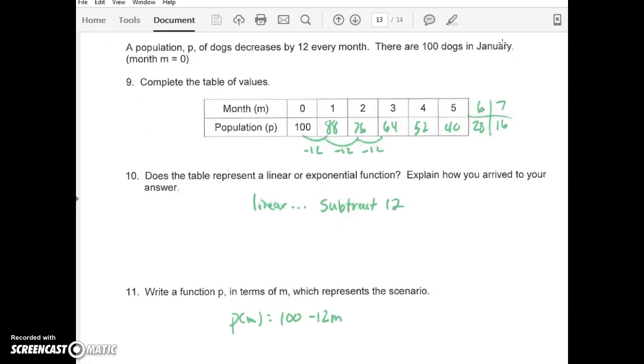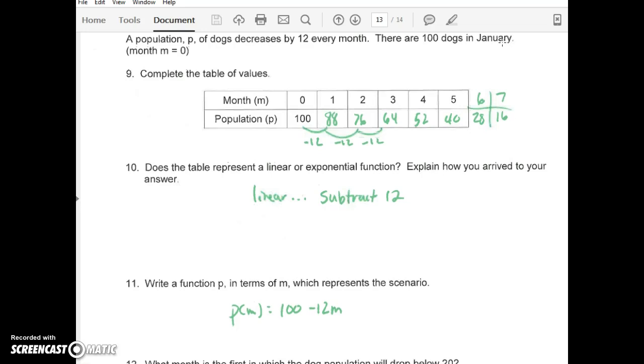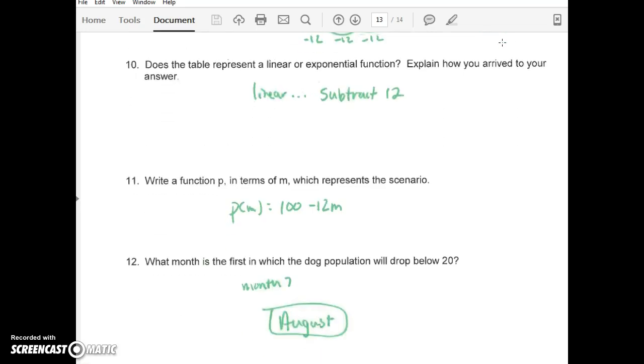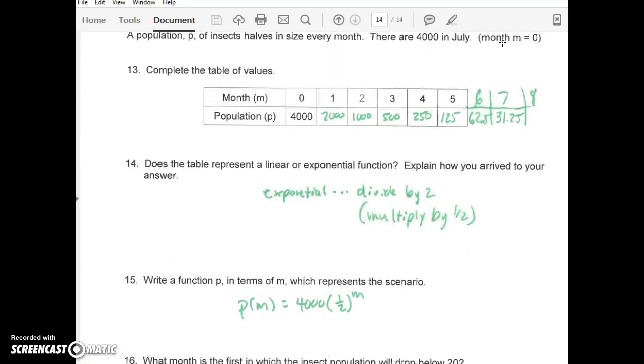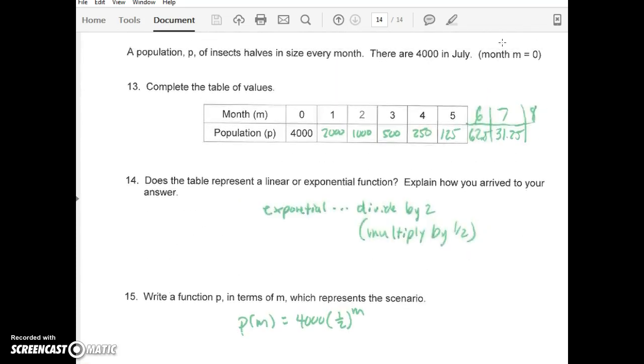9 through 12, we're dealing with a population of dogs decreasing by 12 every month, so subtracting 12 gives us that linear relationship. Once again, we can continue that table if we want to, because the numbers are relatively small. And then the last one here is dealing with the population of insects, and it's cut in half every month.